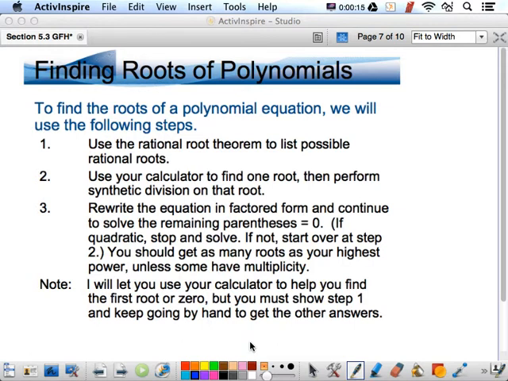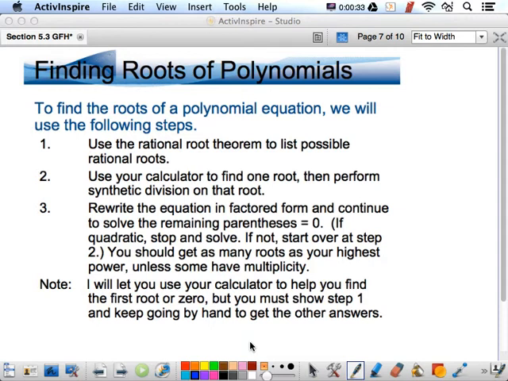So what that means is you're going to start with 1, and you're going to plug it in and see if it equals 0. If that doesn't, do -1, plug it in, see if it equals 0. And you do that until you find the first one that equals 0. And then you use that as your synthetic divisor, and you do synthetic division with it.